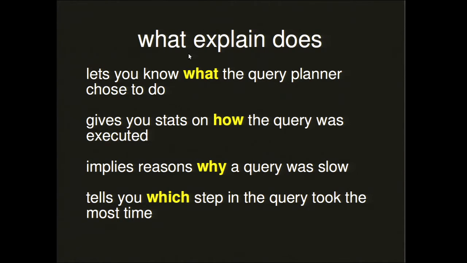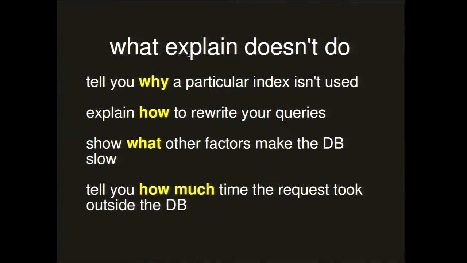So what EXPLAIN does do is show you how the query planner has decided to execute a particular query. And depending on settings, it gives you stats on how the query actually got executed. Those stats can give you some idea of why a query was slow, and particularly, you can identify which step in the query took the most time, because often it's not the one that you would intuitively believe. Now, EXPLAIN doesn't do everything for you, though.